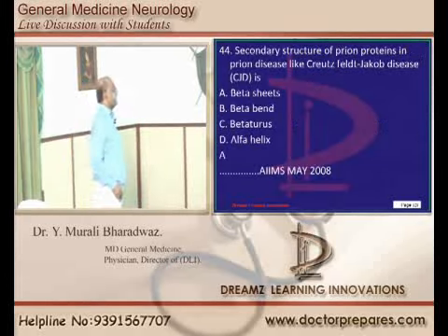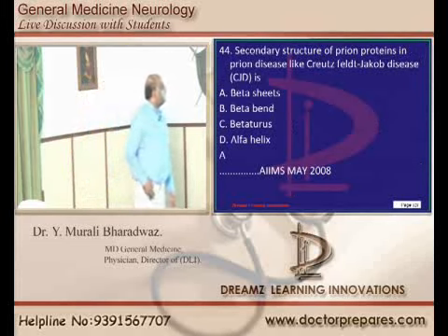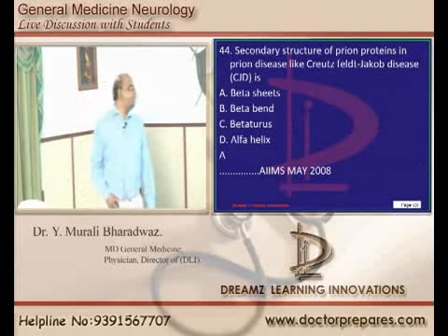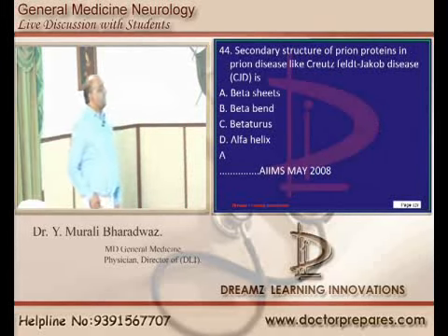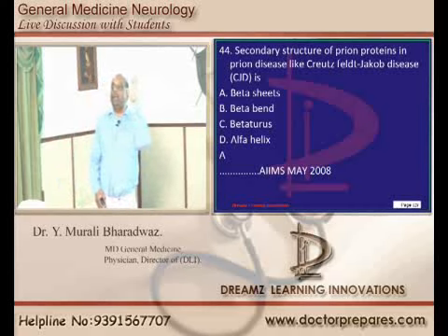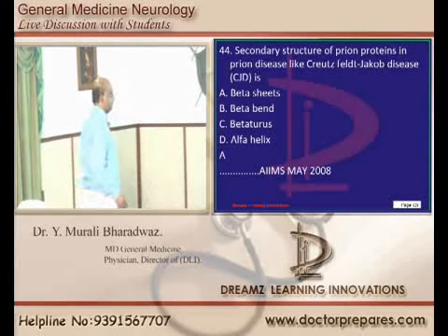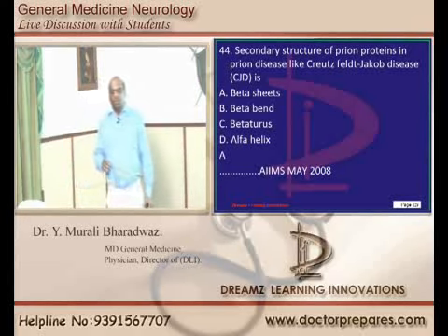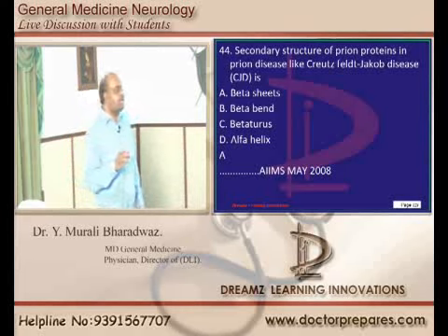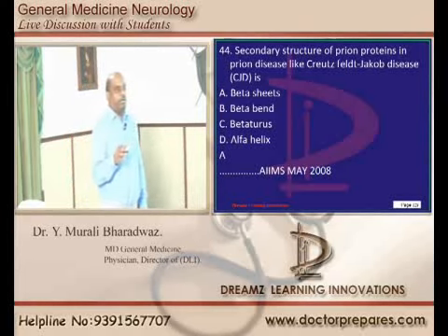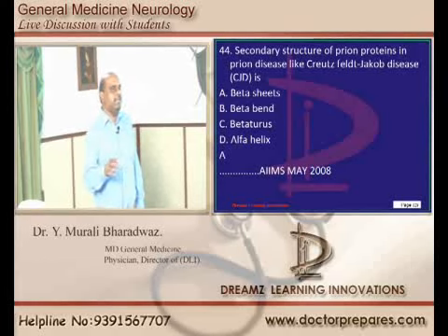Then once more, May 2008: the secondary structure of the prion protein in prion disease, like Creutzfeldt-Jakob disease, basically has which structure? In biochemistry, alpha helix, beta pleated sheet, you read all that and forgot, didn't you? Which structure does it resemble? But before that you should know what a prion protein is and what this prion protein PrPSc is.